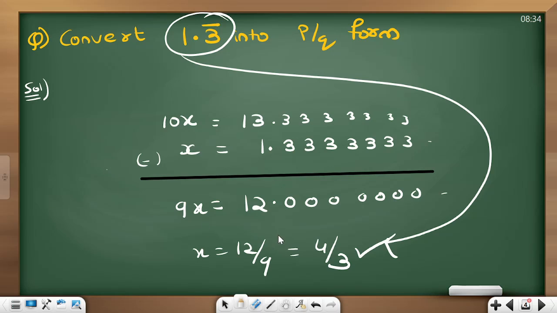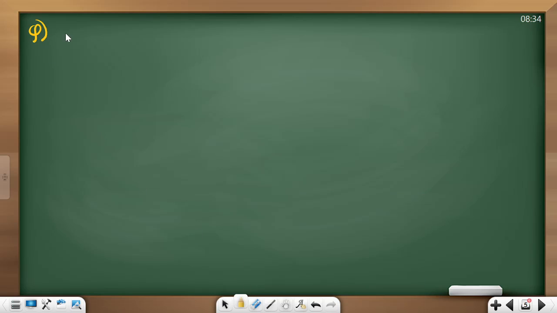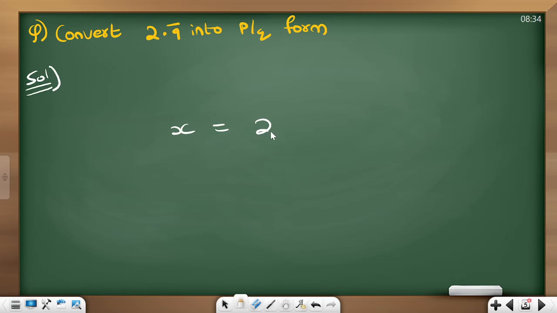Fine, Akshita, I am going ahead with the next question. Write down. Convert 2.9 bar into p by q form. So first of all, you should take it as x equal to 2.9999999 and so on, right?